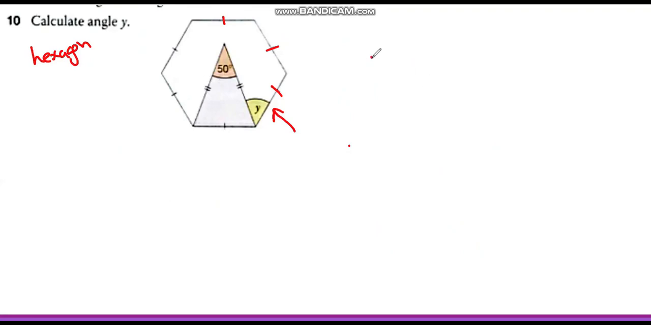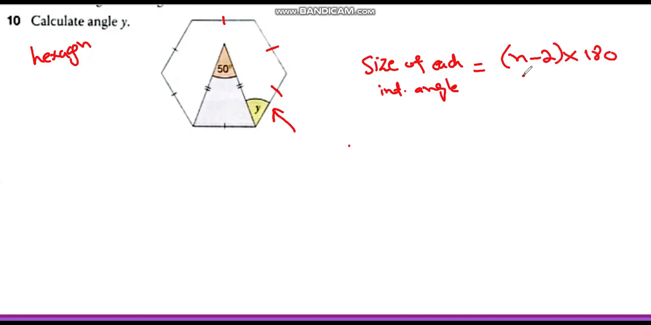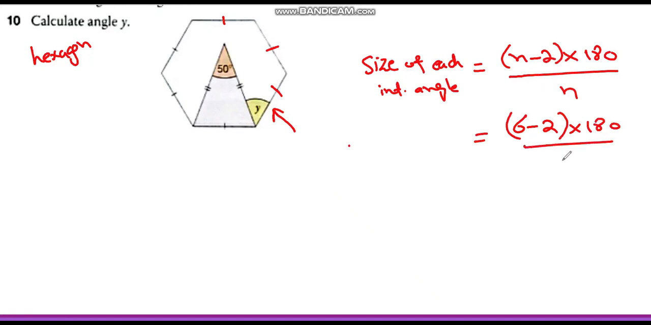For the size of each interior angle, we can use this formula: n minus 2 times 180 divided by n. We already know the number of sides, which is 6. So 6 minus 2 times 180 divided by 6. It should be 4 times 180 divided by 6, and I think that should be 120 degrees. It means the size of each interior angle in the regular hexagon will be 120. We have to figure out the size of y.